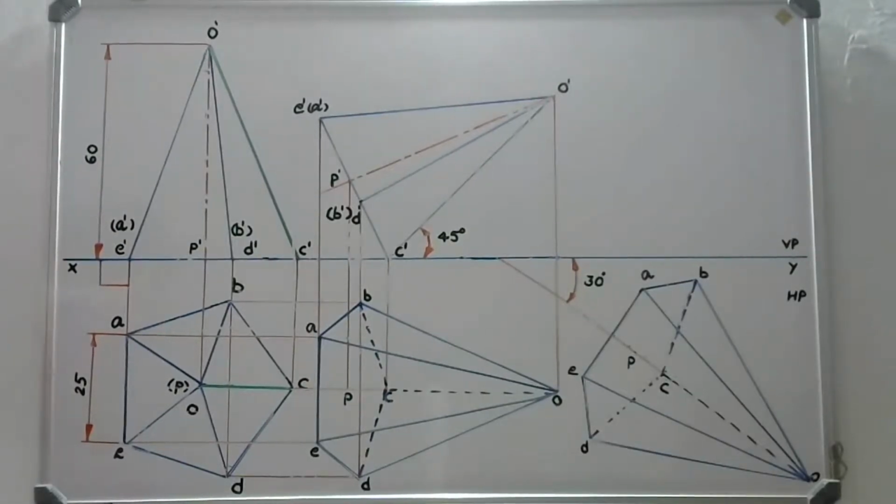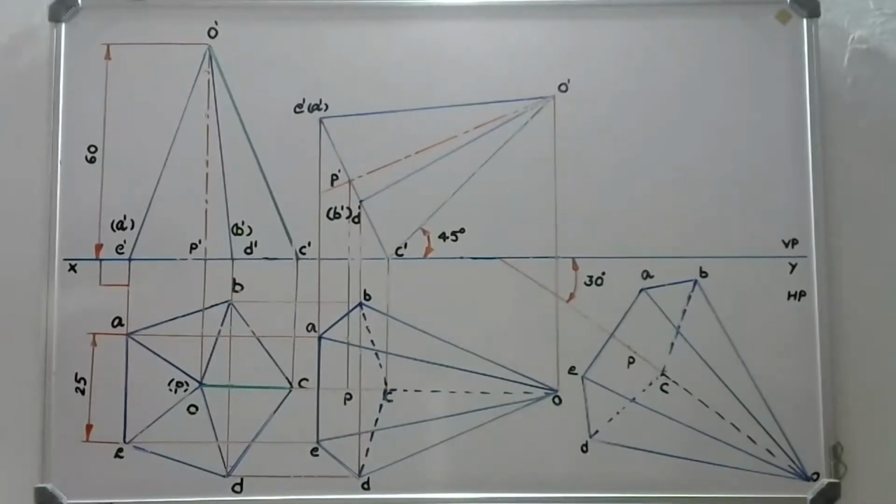Top view of the axis is now inclined 30 degrees with the vertical plane. Let's move to the final front view. That is our final answer. Satisfying the three conditions: base corner C dash resting, slant edge containing that corner inclined 45 degrees, along with axis inclined to VP at 30 degrees. These three conditions together satisfy the final front view.